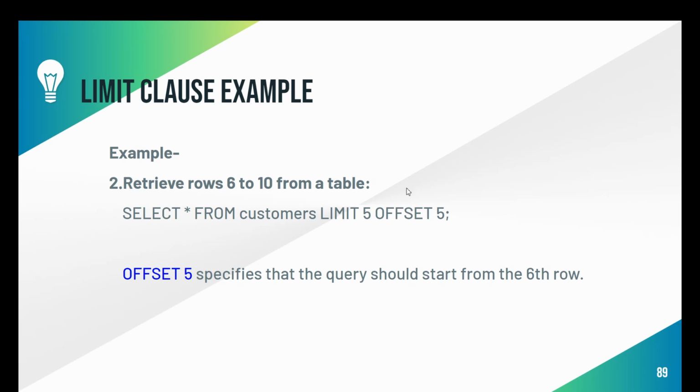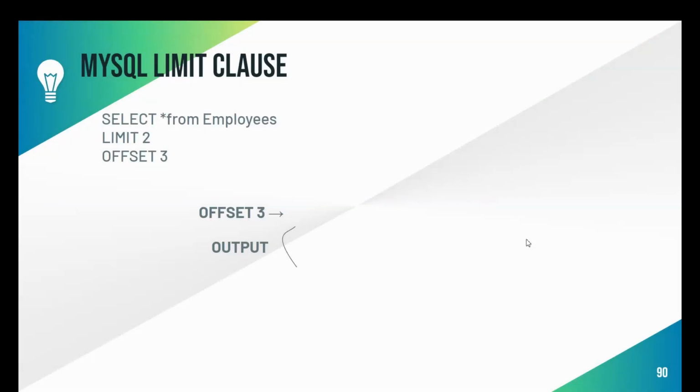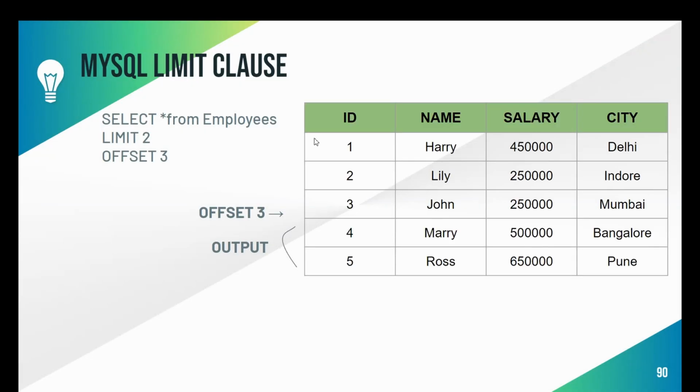So here is the example: retrieve rows from 6 to 10 from a table. Here we will add OFFSET, which specifies that the query should start from a given row. So here is the example: SELECT * FROM employees LIMIT 2 OFFSET 3. Here LIMIT 2 shows only 2 rows, and OFFSET 3 specifies that the query should start from the 4th row. So our output should be id 4 and 5.